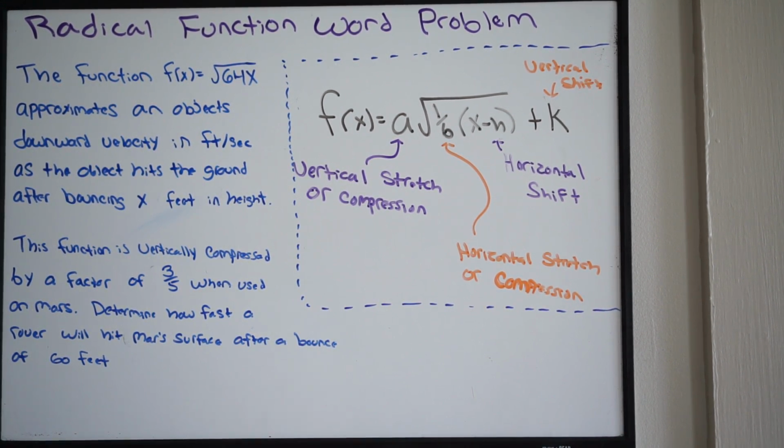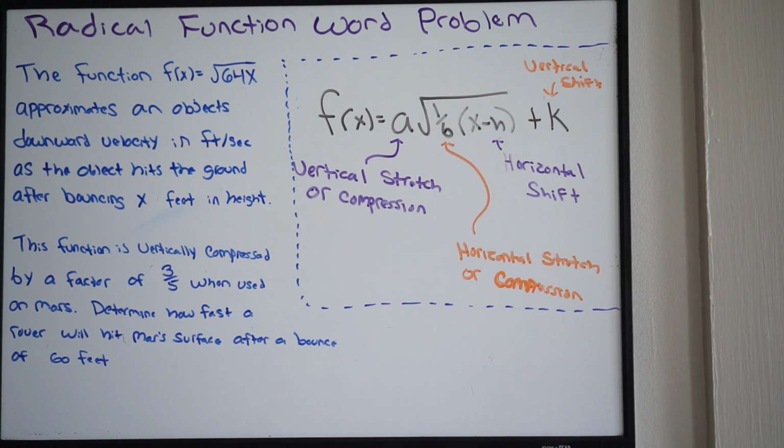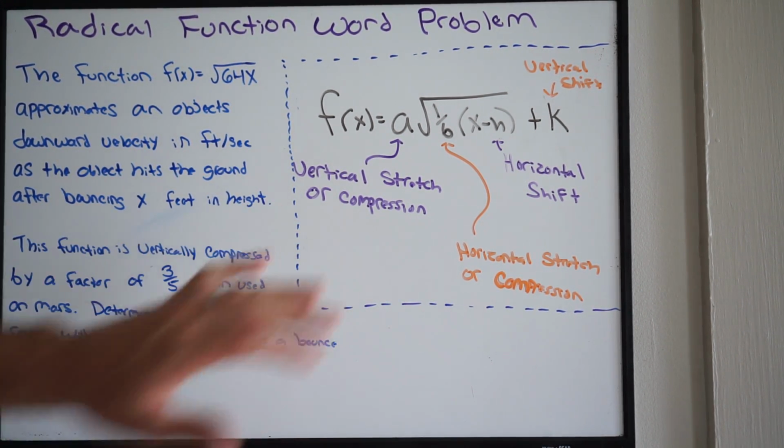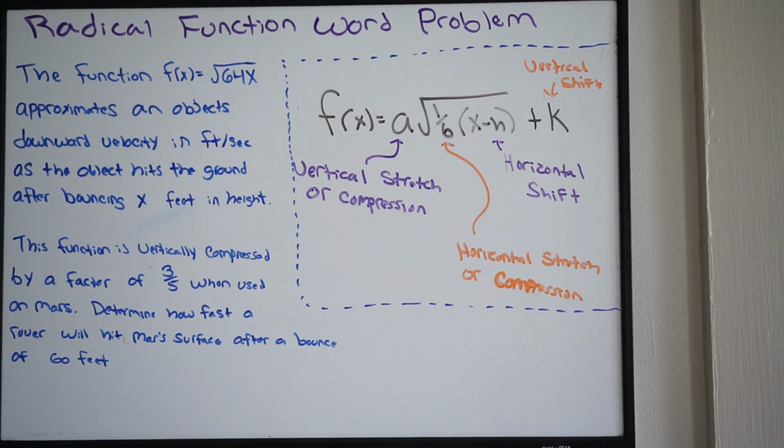Alright guys, so here is our next example, and it's a word problem dealing with radical functions and transformations. So again, I left our little cheat sheet over here on the right so we can use that. Let's go ahead and read the problem and then we'll go over it. It says the function f of x equals the square root of 64x approximates an object's downward velocity in feet per second, as the object hits the ground after bouncing x feet in height.